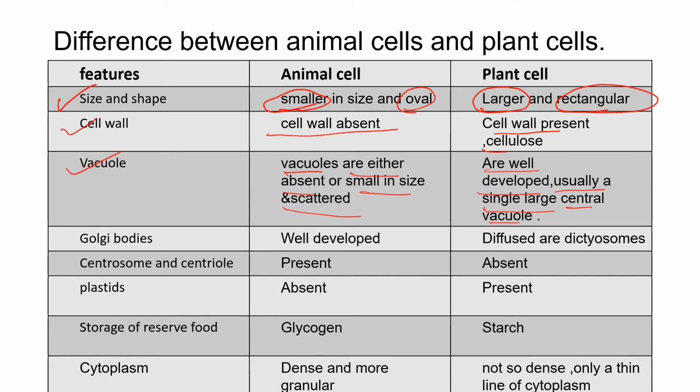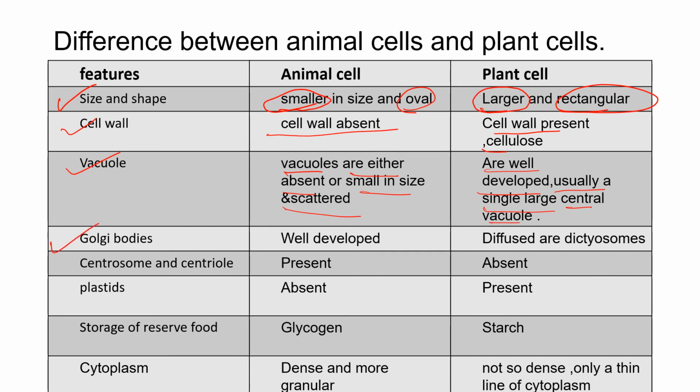Now, how are you going to memorize the differences? First, you are going to learn about the features. Once the features are in your mind, it will be very clear to you. First, the shape and size. Then next comes the cell wall, absent in animal, present in plant. Then comes the vacuole, which is either absent or small in size and scattered in the animal cell, whereas in the plant cell it is usually developed and forms the large central vacuole.